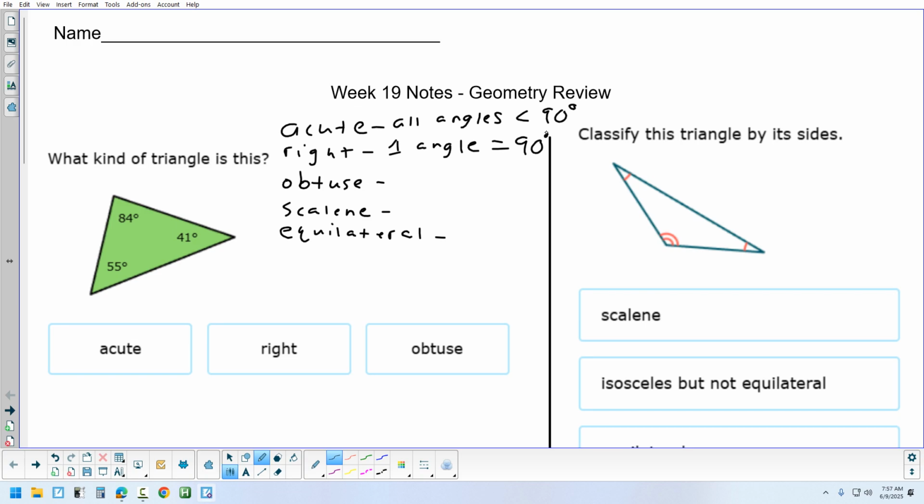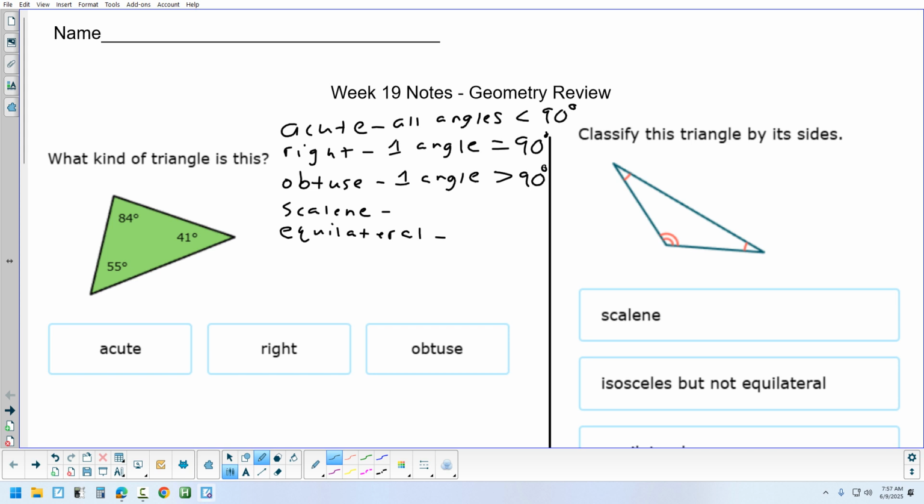How about obtuse? Anyone know what that one means? None of them equal 90? Only one is greater than 90? So yeah, one of them has to be bigger than 90. Yeah. So one angle greater than 90.